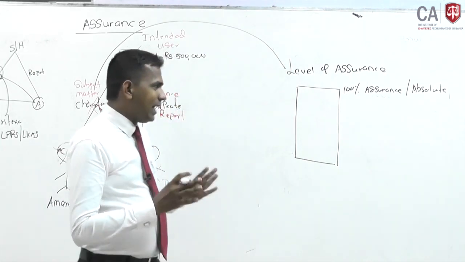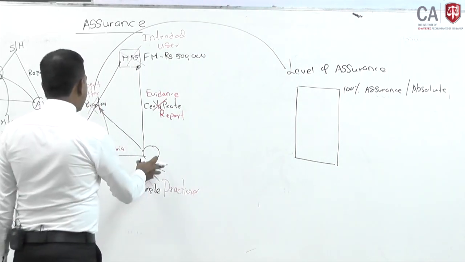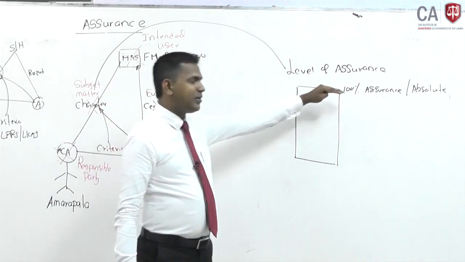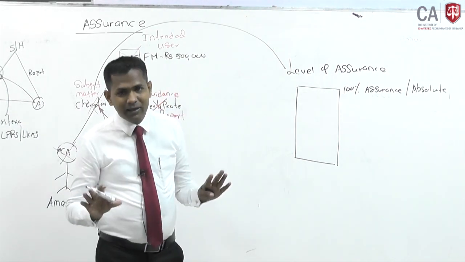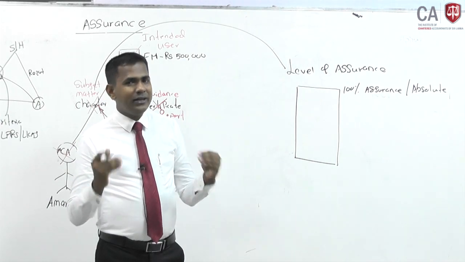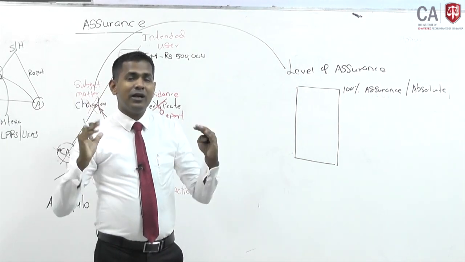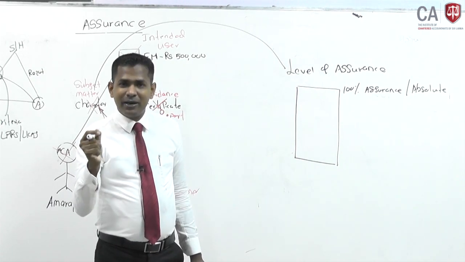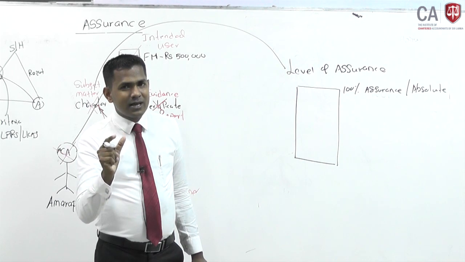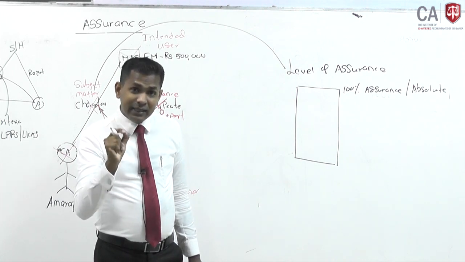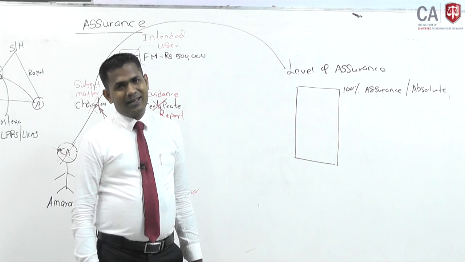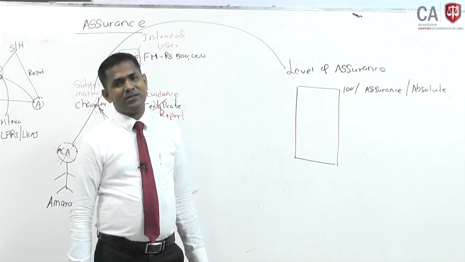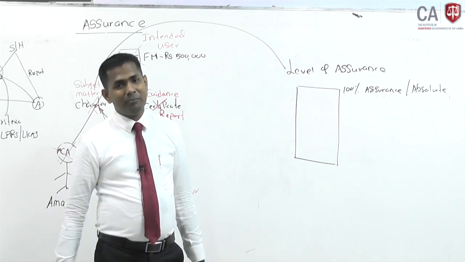So there is a golden rule that for any practitioner or any subject matter in this world, 100% absolute assurance cannot be given. That is why in auditing we don't say 100% good. That is why we say the finance statements are free from material misstatement. Why do we put the word material? Since we cannot say that the finance statements are free from misstatement.